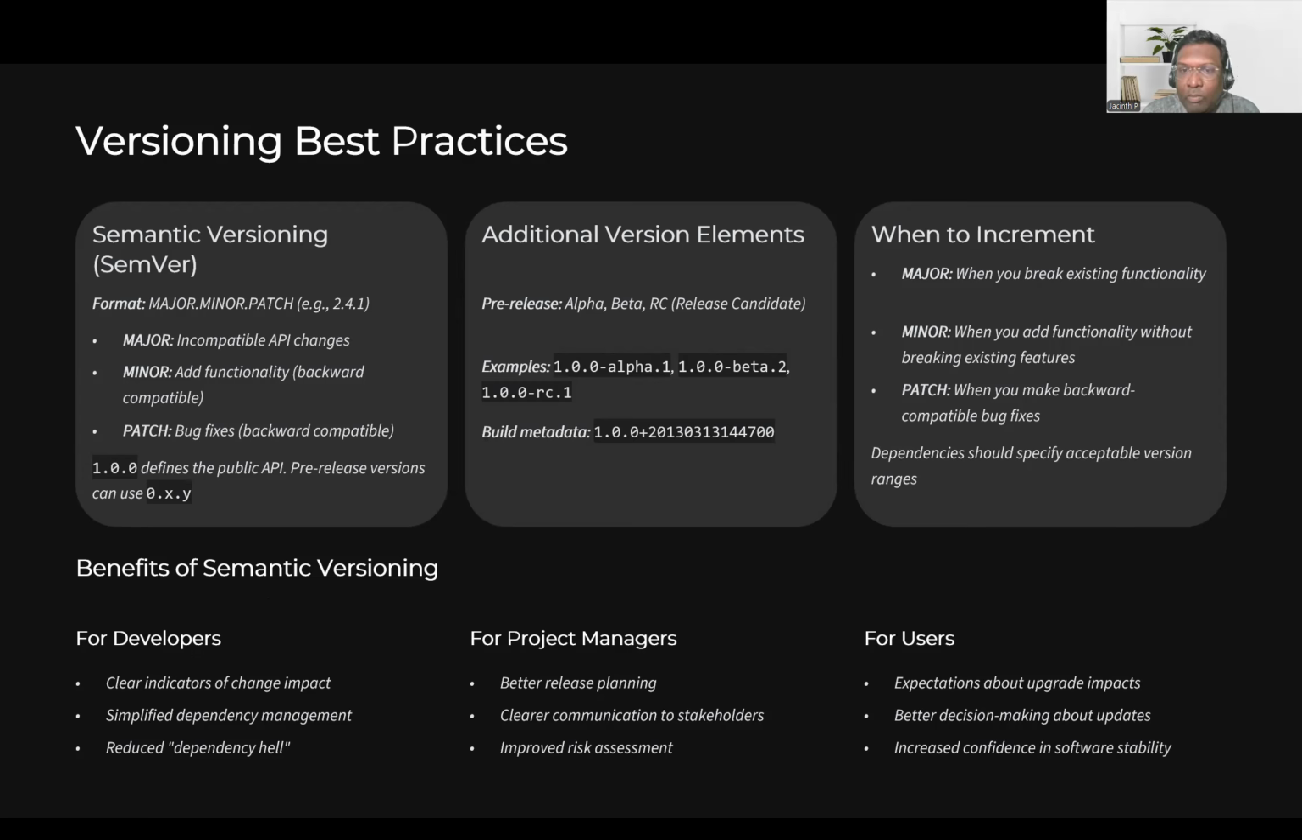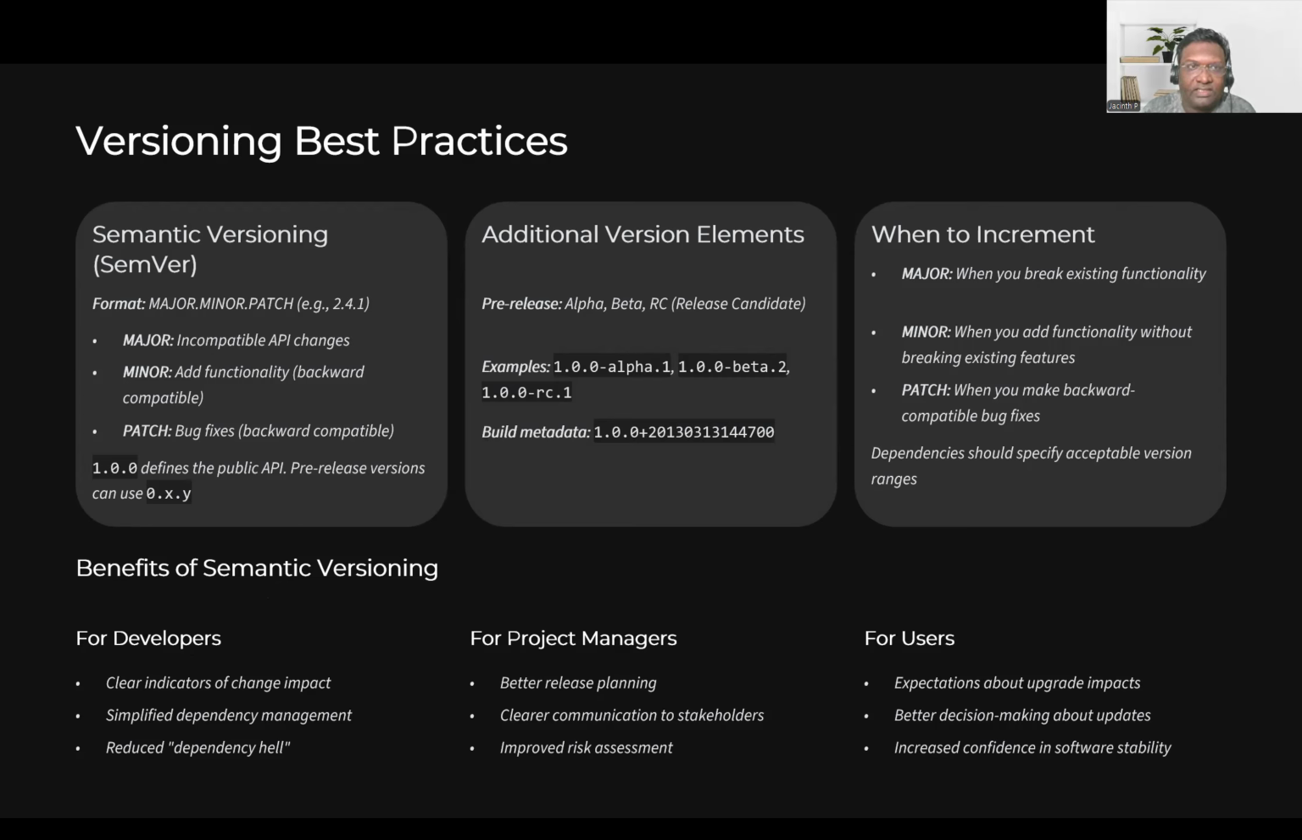For example, moving from version 2.4.1 to 2.5.0 means new features are added, and moving from 2.4.1 to 3.0.0 signals major changes that might require users to upgrade. Semantic versioning helps manage dependencies, it improves release planning, and it sets clear expectations for users. So when version numbers aren't random, they actually tell a story about the evolution of the product.